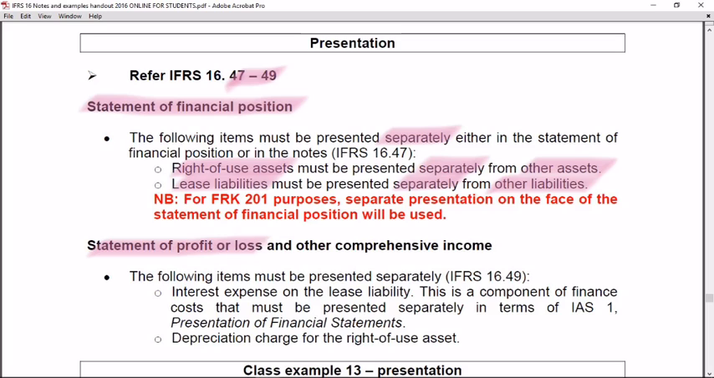In the statement of profit or loss and other comprehensive income, the following items must be presented separately. The interest expense on the lease liability. This is a component of finance costs that must be presented separately in terms of IAS 1. And then also your depreciation charge for the right of use asset.